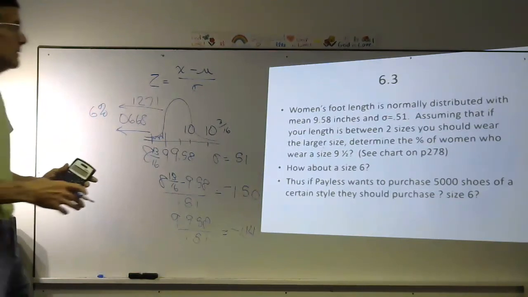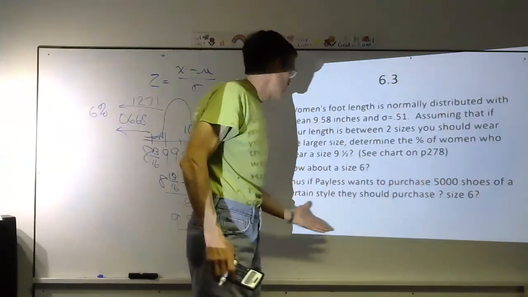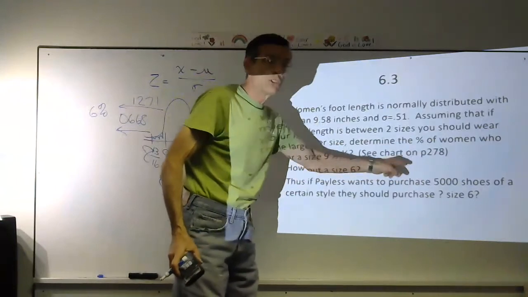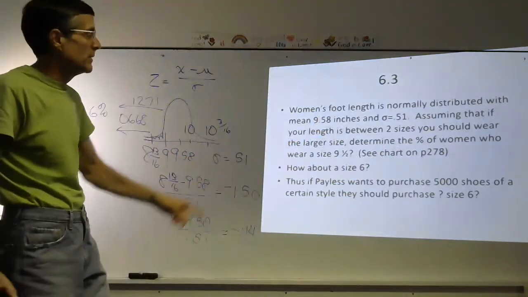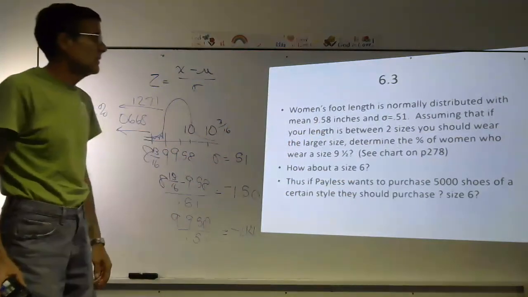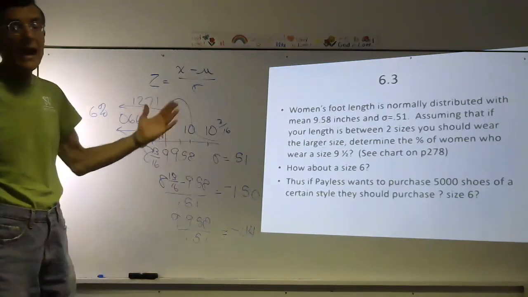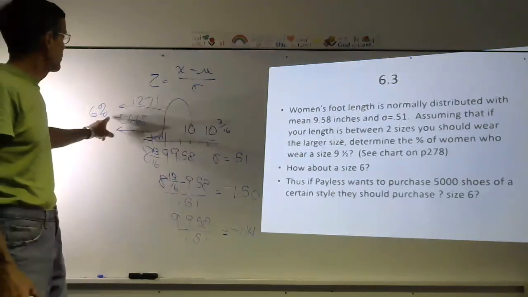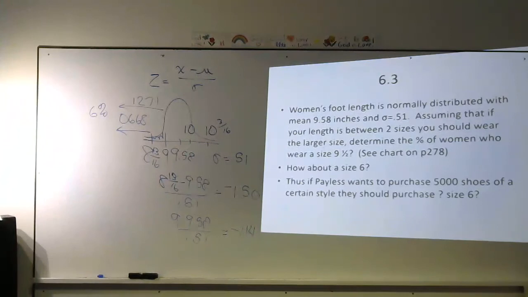If Payless shoe stores are going to purchase 5,000 shoes of a certain style, they must have 6% of those shoes being for women who wear a size 6. What a great problem. 6% of 5,000 is 300 shoes. They have to order 300 shoes for women because 6% wear a size 6. Don't you just love this stuff?